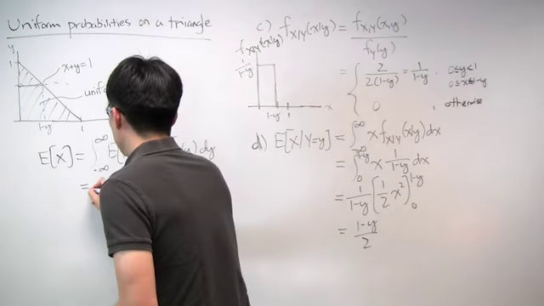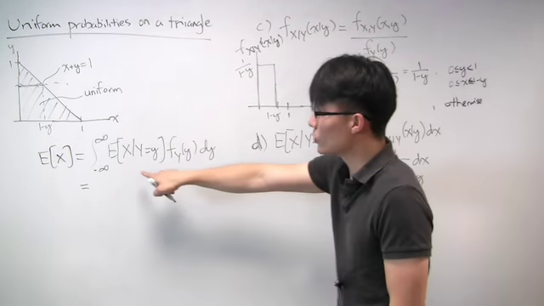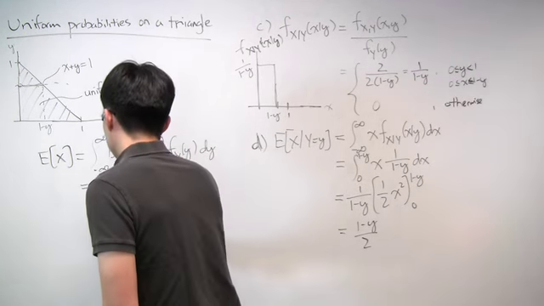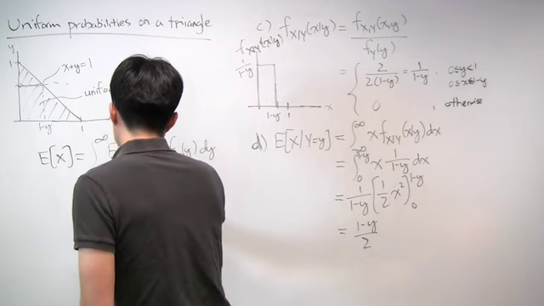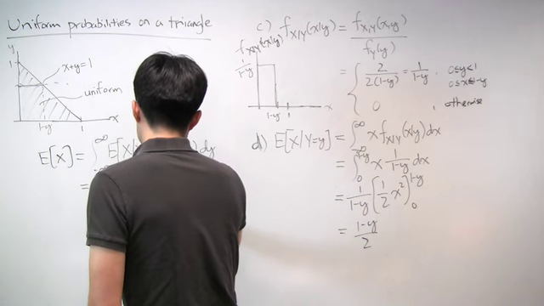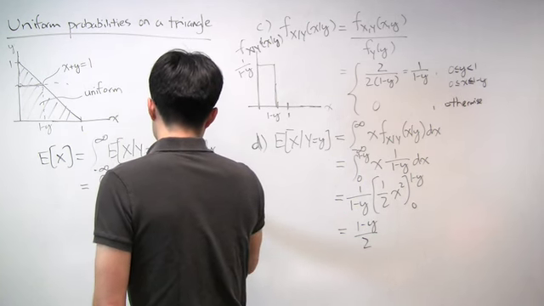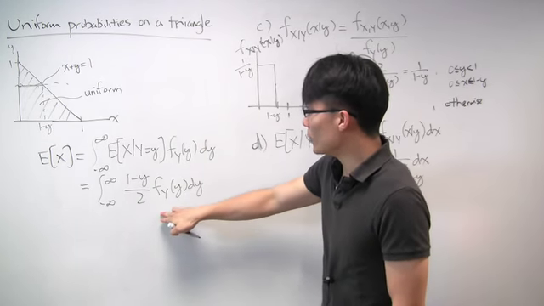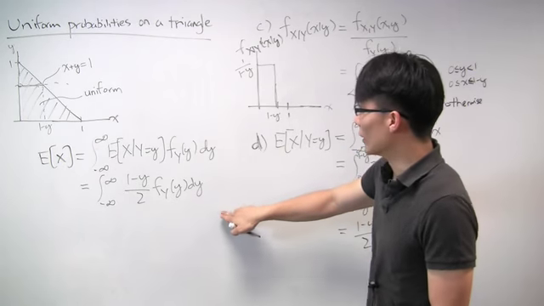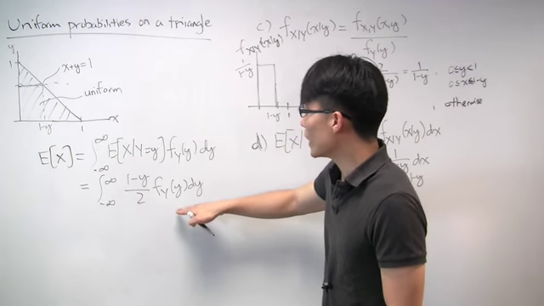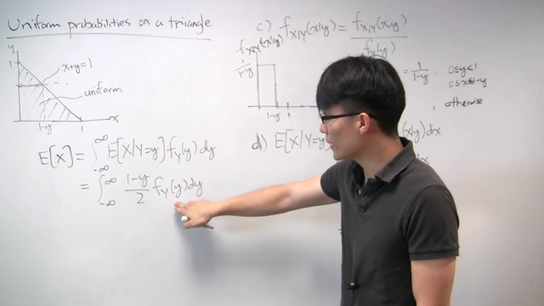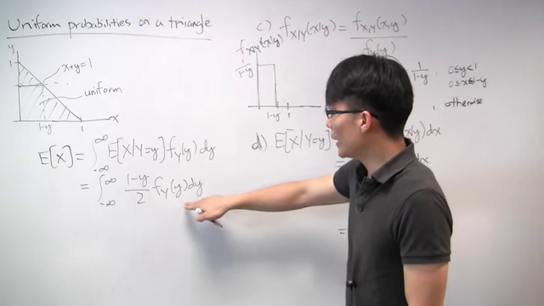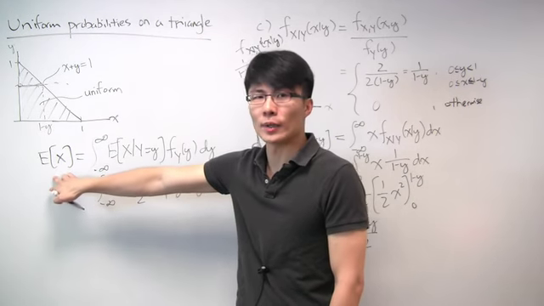Okay. Now, we've already calculated what this conditional expectation is. It's 1 minus y over 2, so let's plug that in. 1 minus y over 2 times the marginal of y. All right. Now, there's a couple of ways of attacking this problem. One way is we can just plug in the marginal of y. We've already calculated that out in part B. And then we can do this integral and calculate out the expectation.